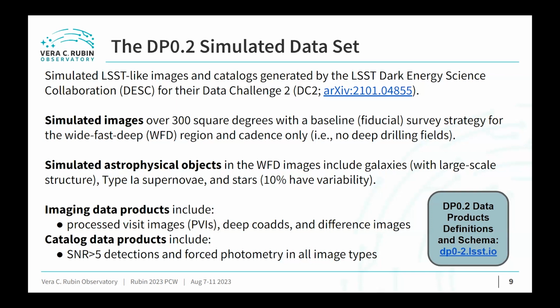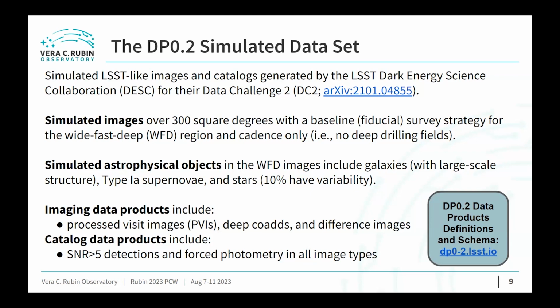So 0.2 was simulated LSST-like images and catalogs generated by the DESC. They cover about 300 square degrees, and they used a baseline survey strategy for the wide, fast, deep region. So there are no deep drilling fields in DP 0.2. It's just 300 square degrees of wide, fast, deep over about 5 years' worth.